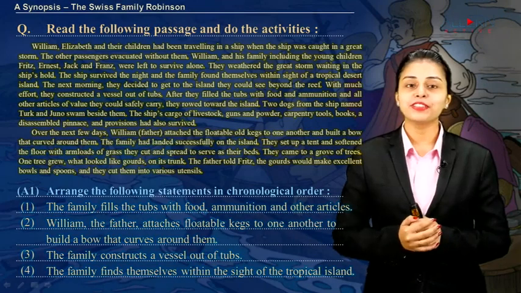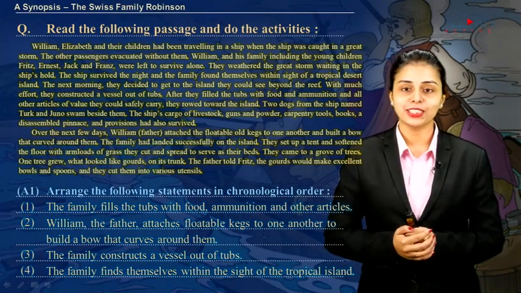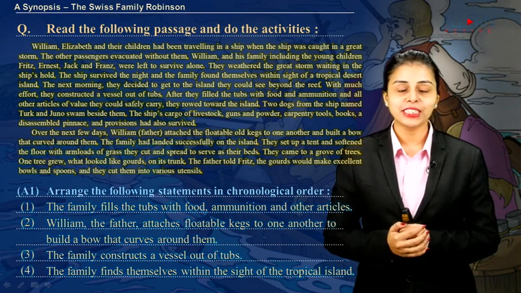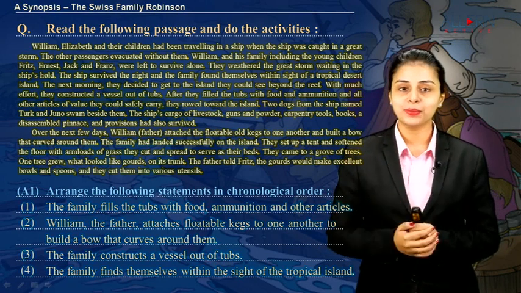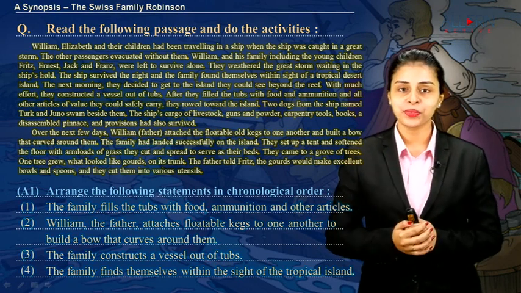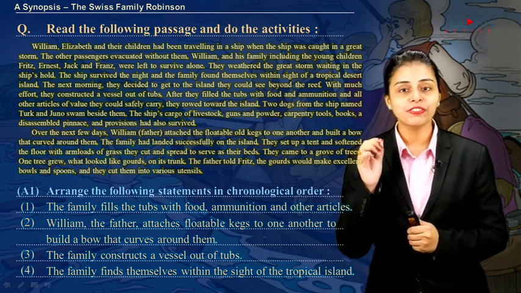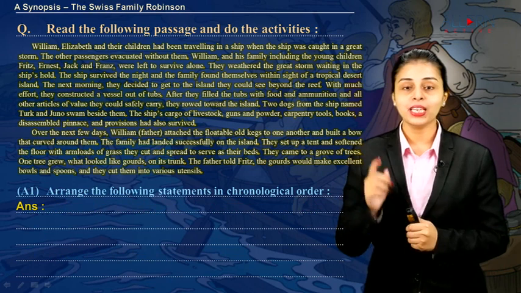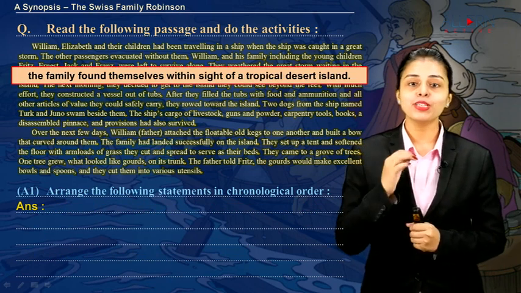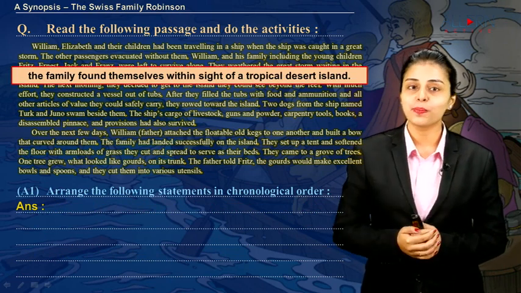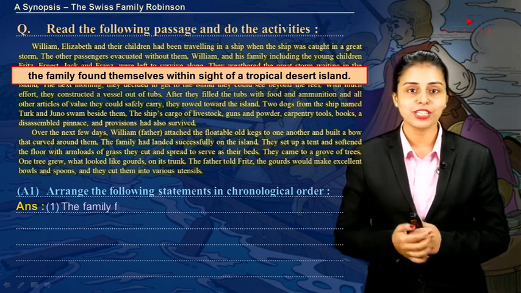Now let us begin with the first activity based on this passage. In this particular activity, we have to arrange the following statements in a chronological order. Based on the events that took place in the story, we know that the first point has to be when the family found themselves within the sight of a tropical desert island. So that's our first point.